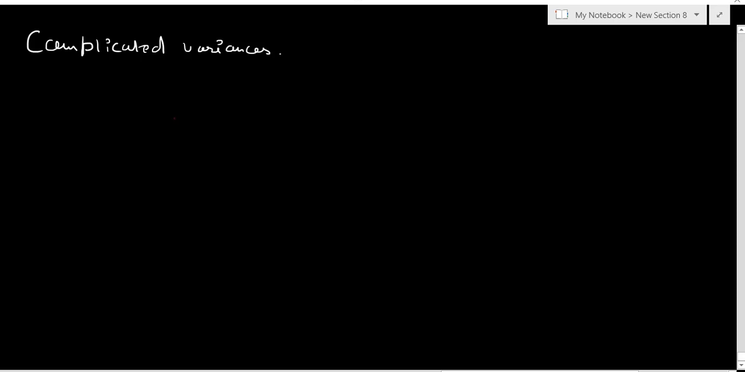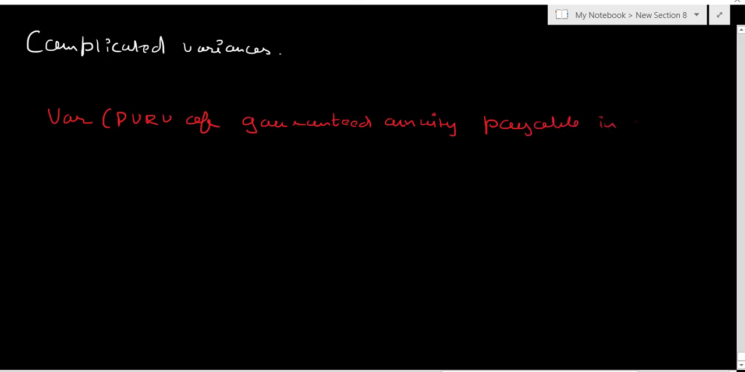Okay, so we are going to do 2 to 3 derivations here, and you will realize that all of those derivations are actually very much related. And why did I take this topic separately? The first thing I want to discuss with you guys is the variance of the present value random variable of a guaranteed annuity payable in advance. So this is what we are going to discuss, the variance of a present value of a guaranteed annuity that is payable in advance.